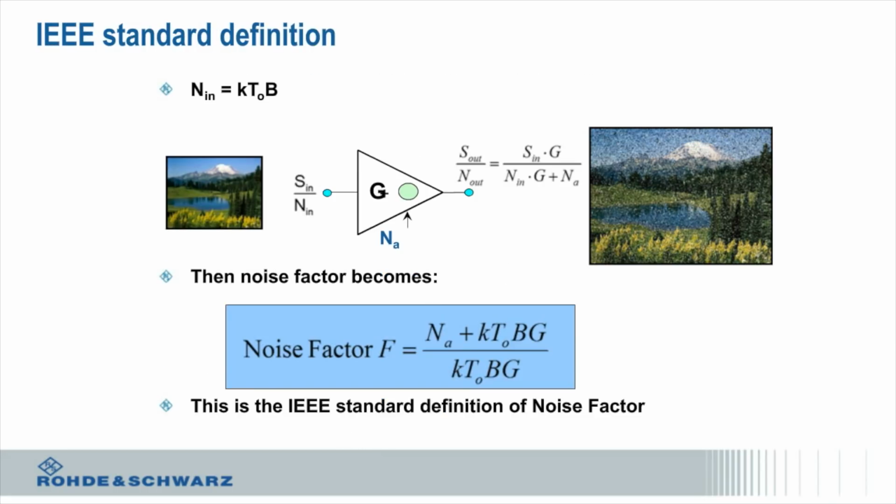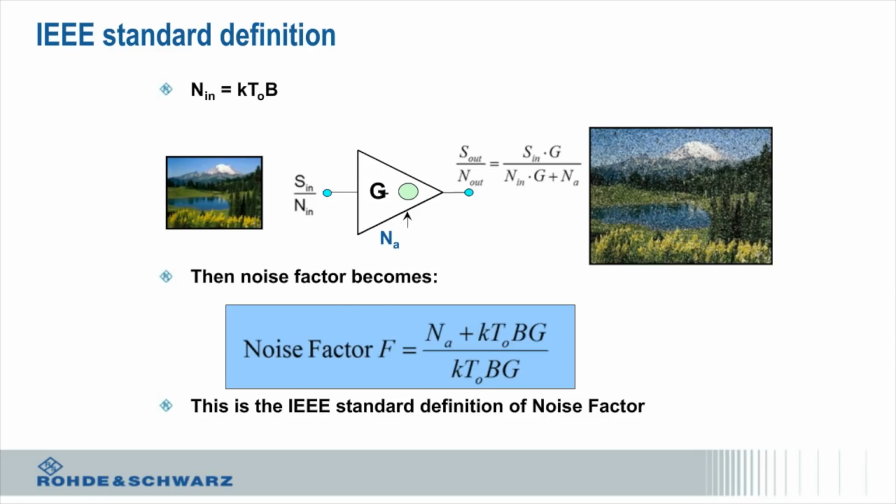So here's the standard IEEE definition for noise figure. And you can see here noise factor is N sub A plus KTB, remember I talked about that before, times the gain, over KTB times the gain. So this is really a ratio with the addition of that noise added.